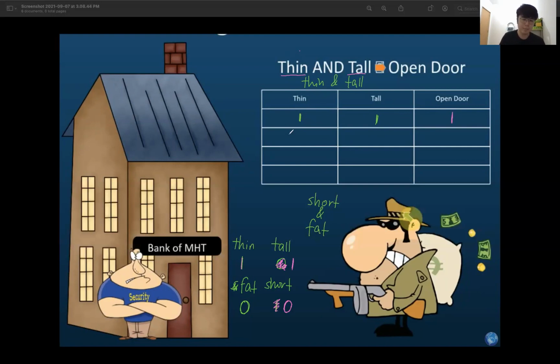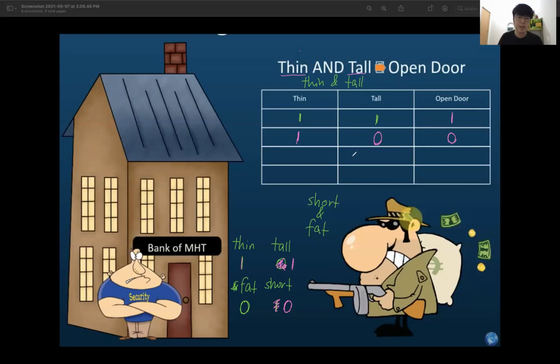Now, the second customer comes, thin and he is short. Does he open the door? Cannot, right? It does not fulfill the instructions because it must be thin and tall at the same time, right? So this one, the security does not open the door. Close it. Do not allow.